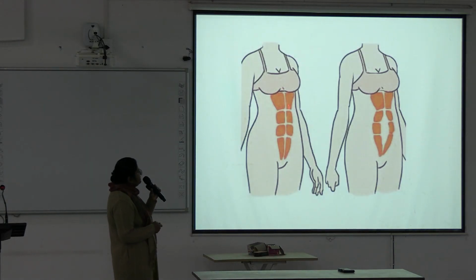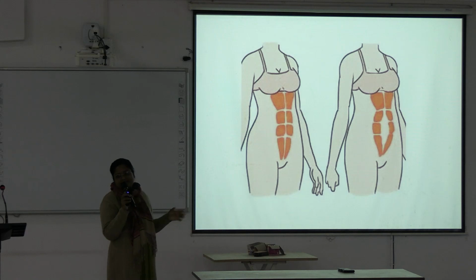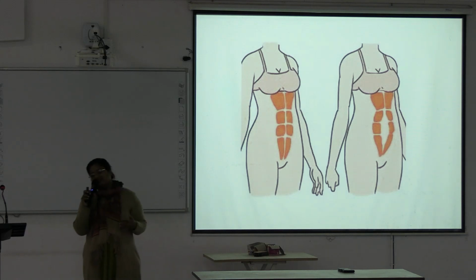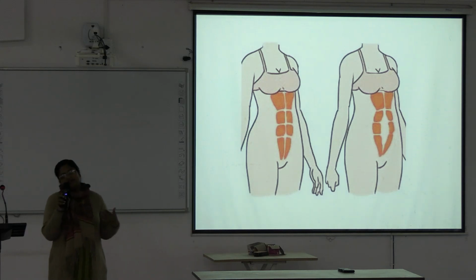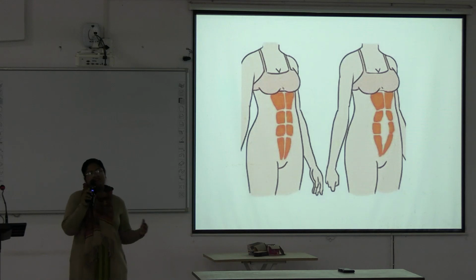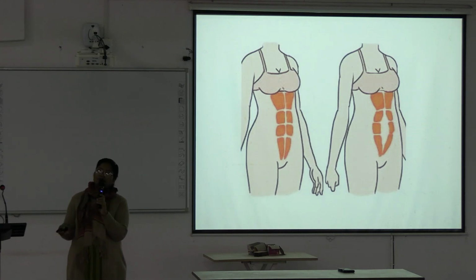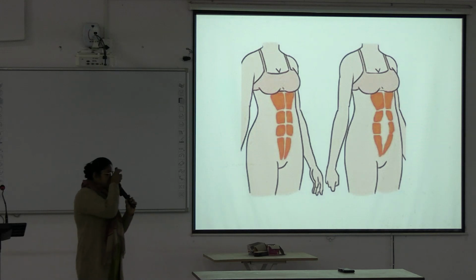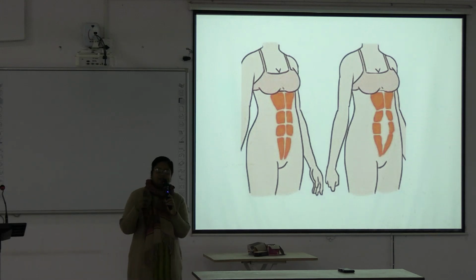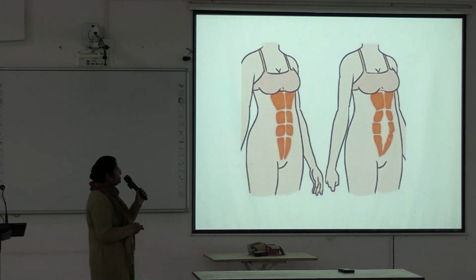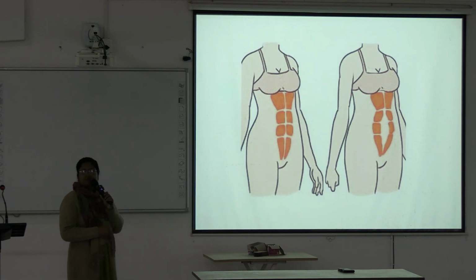Okay, and another thing, during pregnancy, there is distension of the abdomen. So the rectus muscles are separated from each other. The distance between the muscles is increased, and the strength of the muscle is also lost. So after recovery, there is a high chance of hernia in the case of females.